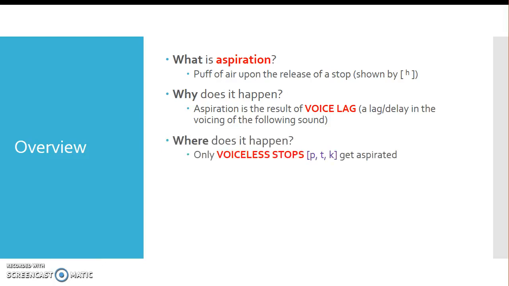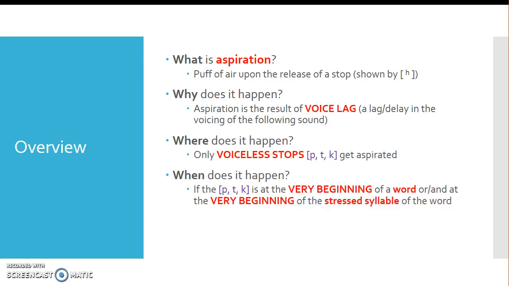Where do we get aspiration? It's only on p, t, k. That's where we find aspiration. So you need to look through your transcriptions. Whenever you transcribe one of those voiceless stops, p, t, k, there's the possibility that it will be aspirated. Not always aspirated, but quite often p, t, k in your transcriptions will be aspirated. But when? Because it's not all the time. When do we aspirate p, t, k? If the p, t, k is at the very, very beginning of the word, or is at the very, very beginning of the stressed syllable of the word. Again, I'll explain that a little bit later.